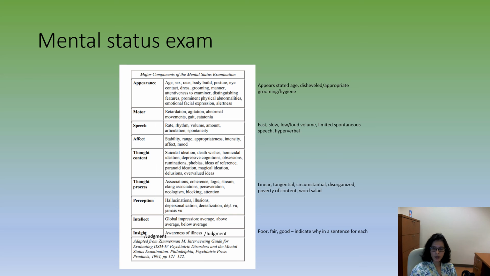Circumstantial is when they include excessive detail and take a circuitous, long-winded way of leaving what you asked and then coming back and finally answering the question. Disorganized is just a general term that encompasses tangential and circumstantial. It can also include looseness of associations, which is when the ideas don't clearly link together. Poverty of content is when there's just very limited ideas. And word salad is the most severe type of disorganization where it's totally disjointed. They're just individual words that don't make any sense together.